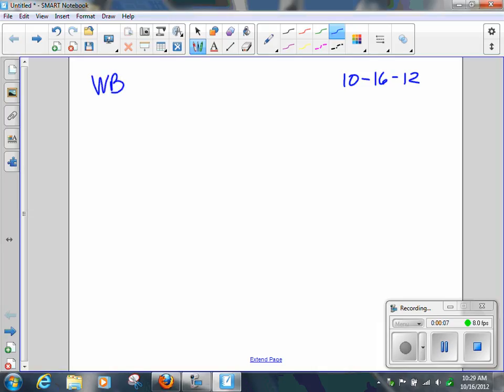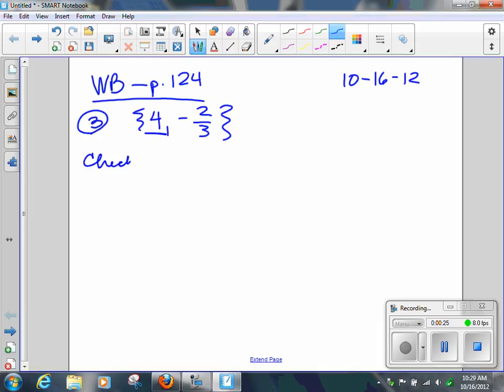Checking the workbook homework from last night, we're looking at number 3, and we already know that our solutions are 4 and negative 2/3, okay? But if I wanted to put this on paper, let's check 4 first. I would have 4 plus 10 over 4 squared minus 2 is equal to 4 over 4. Do you guys agree? All I'm doing is just checking my answers. And that's going to give me 14 over 14.